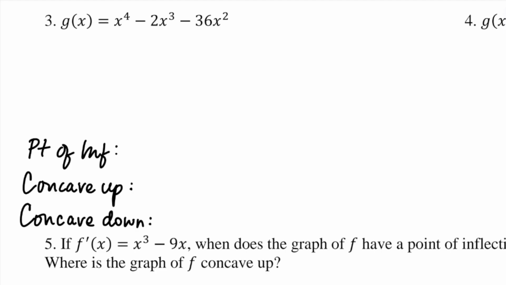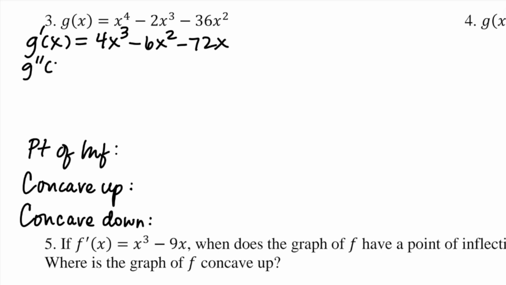All right, number 3 is another fourth degree polynomial, so I kind of expect this to go about the same. I'm going to say the first derivative is 4x to the 3 minus 6x to the 2 minus 72x to the 1. Okay, but I see where this is going. G double prime is going to equal 12x to the 2 minus 12x to the 1 minus 72, which if I factor 12 out of that will, I think, be pretty factorable.